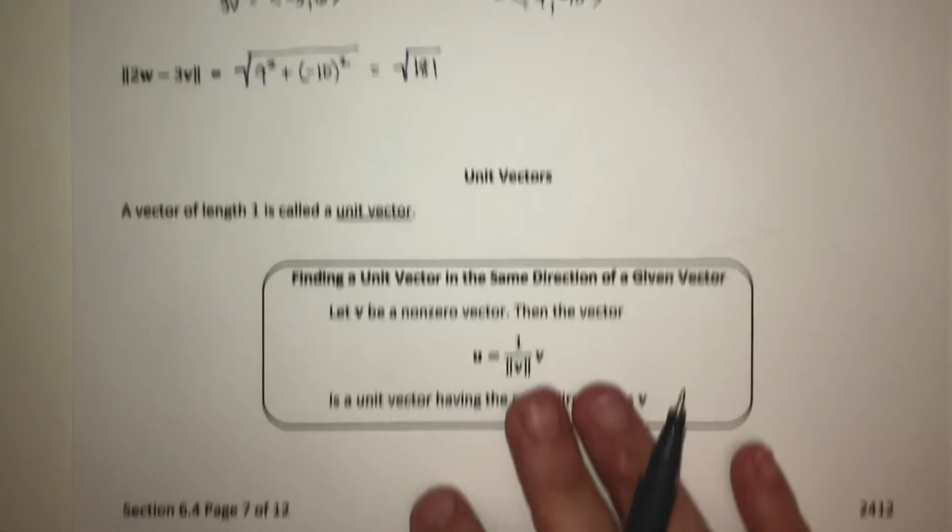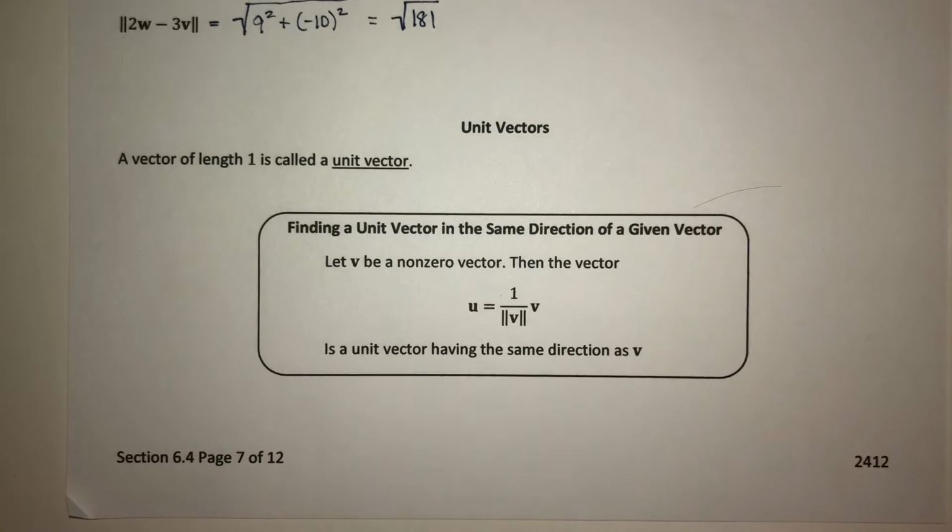Okay, so now let's talk about unit vectors, which are also very useful topics. A vector of length 1 is called a unit vector. So just so long as it has a magnitude of 1, we're good. It doesn't matter what direction it's pointing in. If it has a length of 1, it's a unit vector. Now, sometimes it's going to be useful to find a unit vector that is in the same direction as another vector. Okay? So how do we do that?